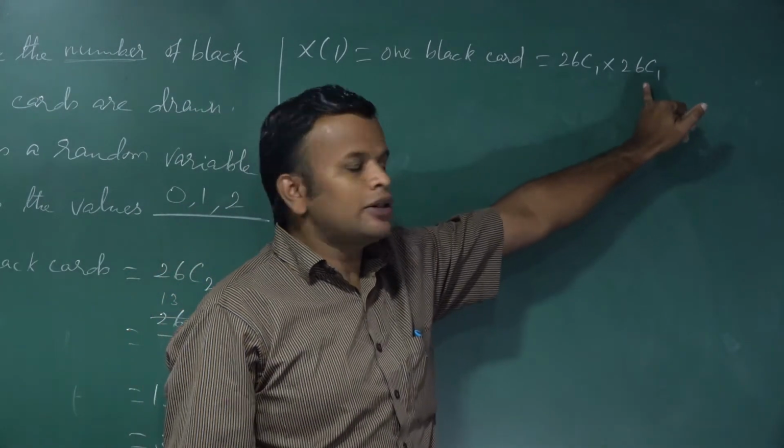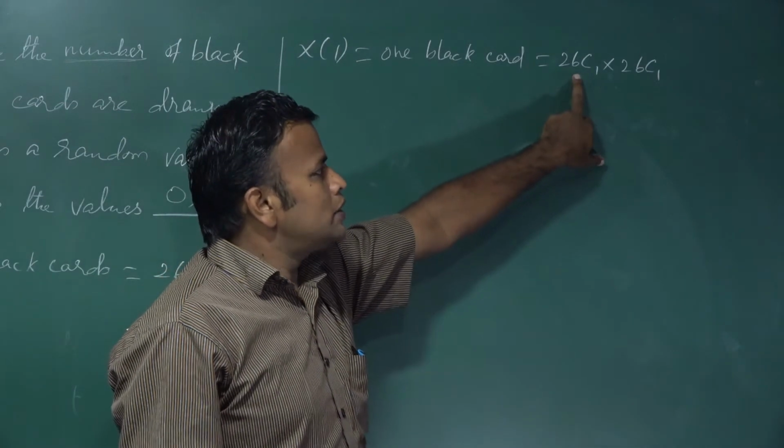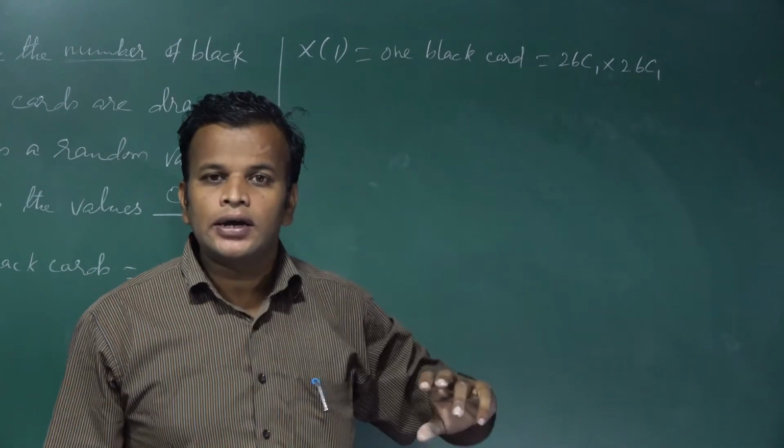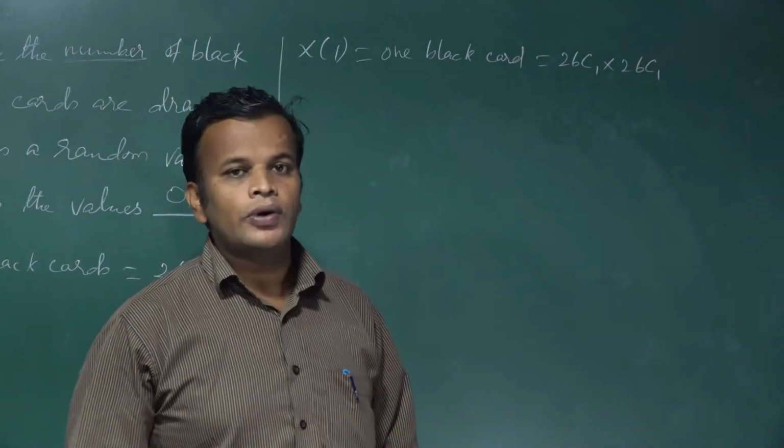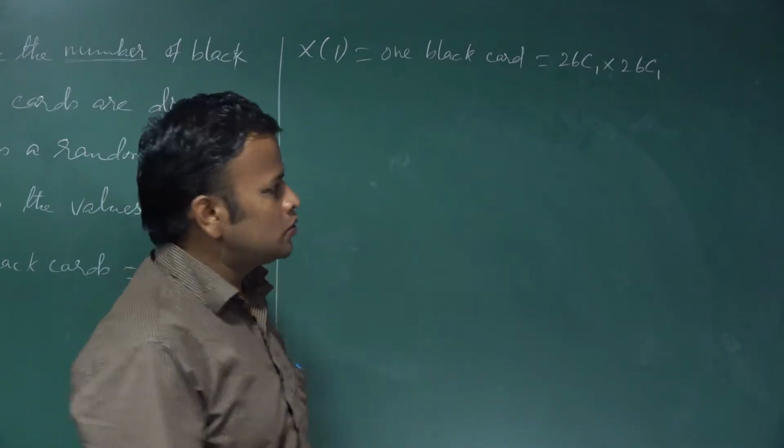Sir, we assume one is a black card. What is the reason to write another one, sir? We will be taking how many cards? 2 cards. We assume only one card is black, so the other card must be red. So to tell both, what is the value of 26C1? Whenever NC1, the value is always N.